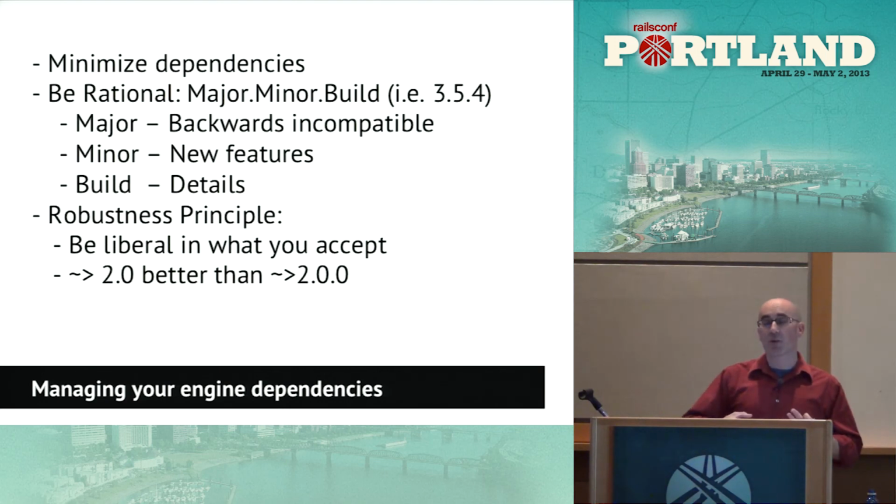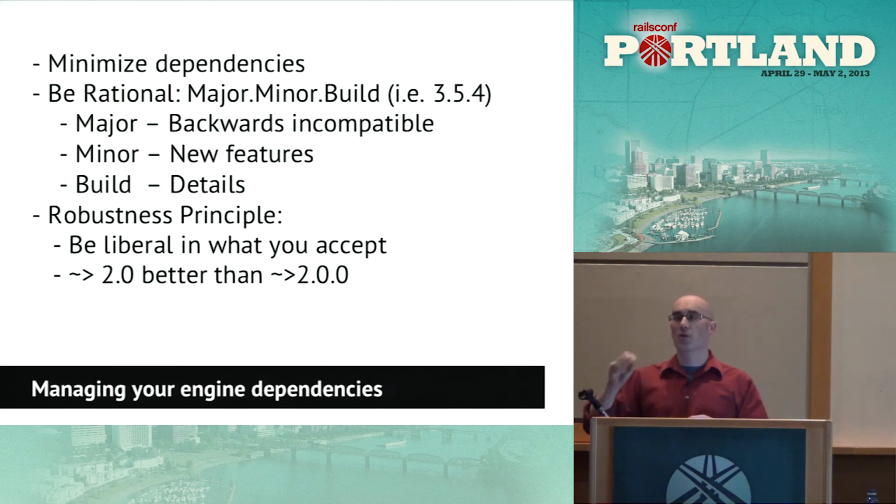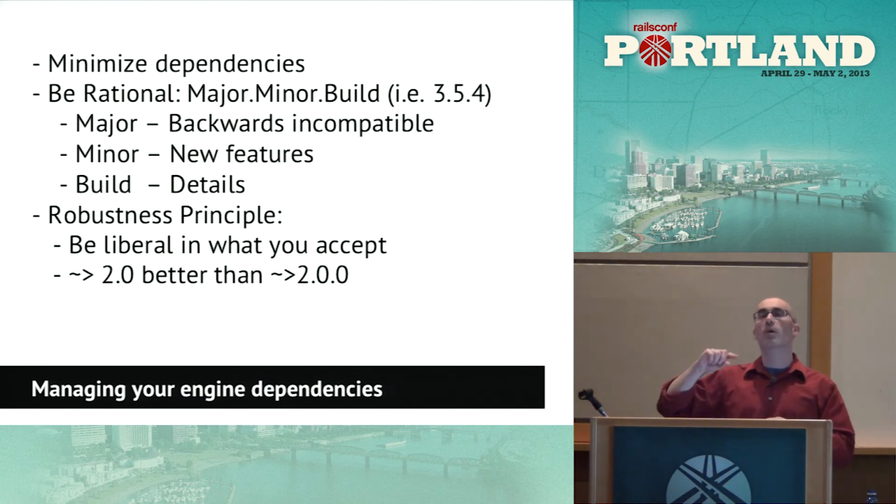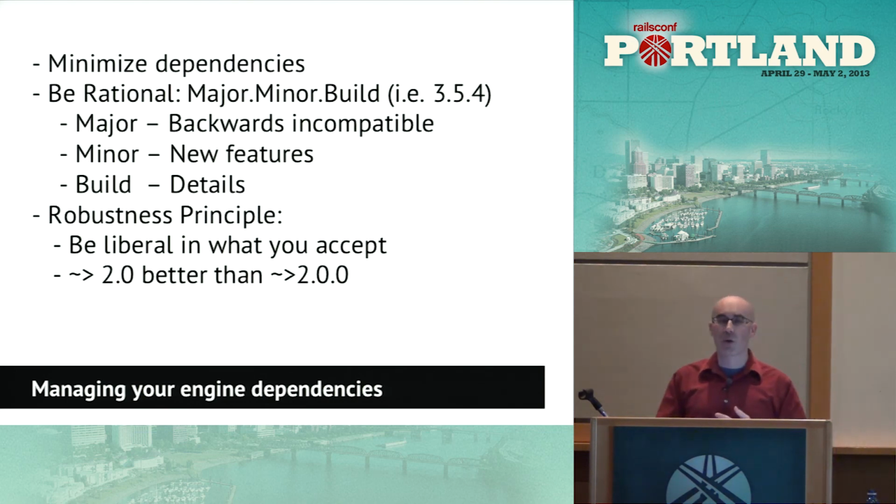And finally, the robustness principle. In your engine, be as liberal as you can be in what you accept as a dependency. It's much better to be dependent on tilde greater than 2.0 versus 2.0.0, right? So a new point release of Rails comes out, and you don't have to release a new version of your gem just so users can get the latest Rails security patch. Which I'm sure there's one due any minute.